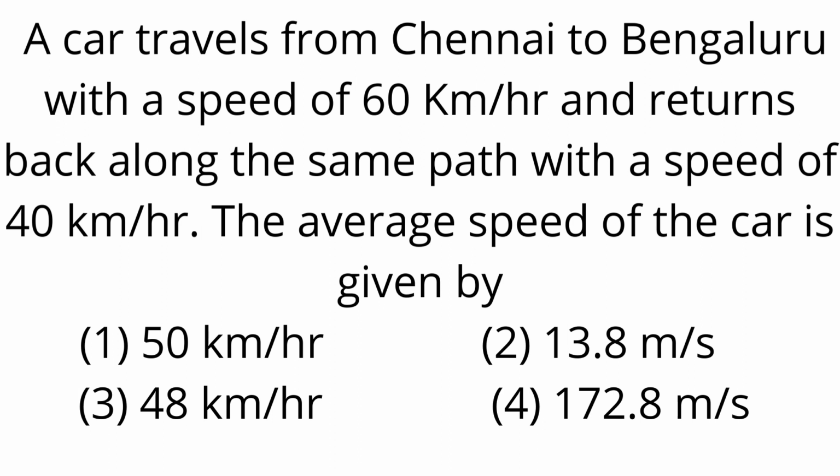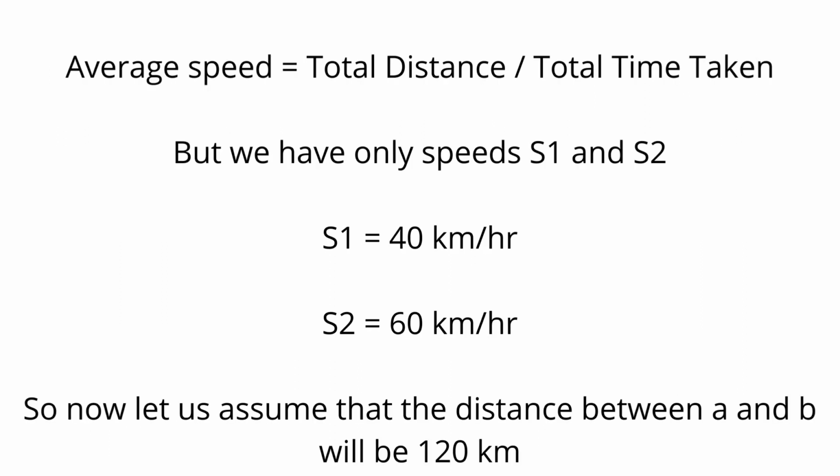How to calculate the average speed? Average speed can be calculated using the formula average speed is equal to total distance by total time taken. You all know that speed is distance by time. But in the problem, distance is not given. They mention only two speeds. Speed S1 is 40 km per hour. Speed S2 is 60 km per hour.